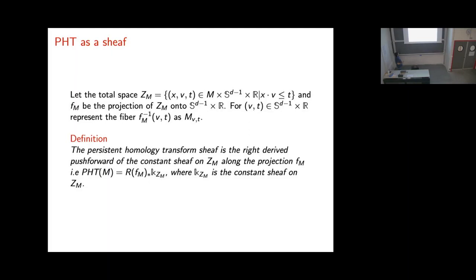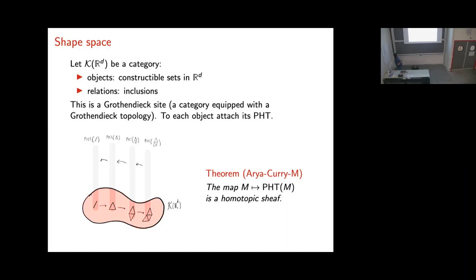This is a definition, and it has a particular push-forward structure. The objects, again, are constructible sets in R^d. Before, in the fiber case, I had a base manifold. Now, instead of having a base manifold, I have inclusion maps, and I need some notion of continuity. The notion of continuity here is something called the Grothendieck site. If someone really cares, I can show you later exactly what the definition is, but let's just go on and say that the map from the shape to the persistent homology transform is a homotopic sheaf, so we actually have this notion replacing our fiber bundle picture.